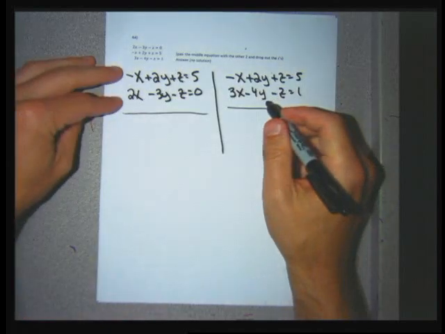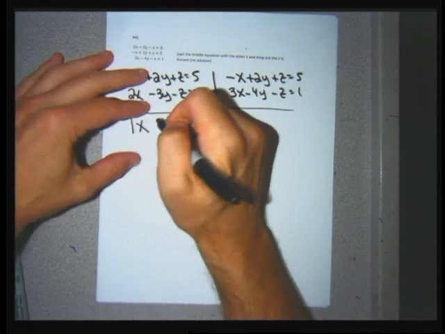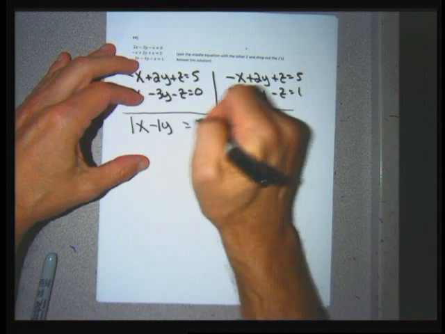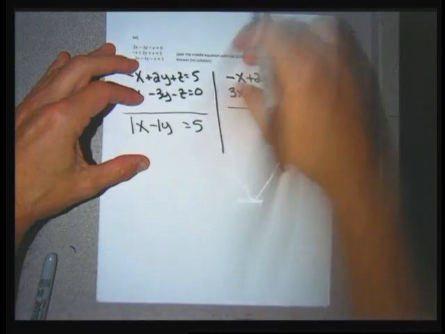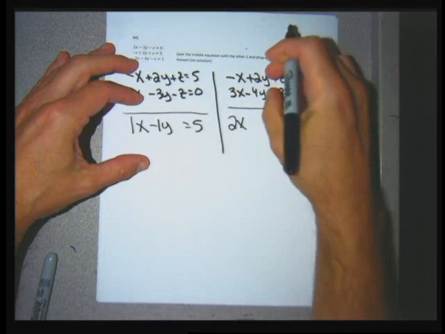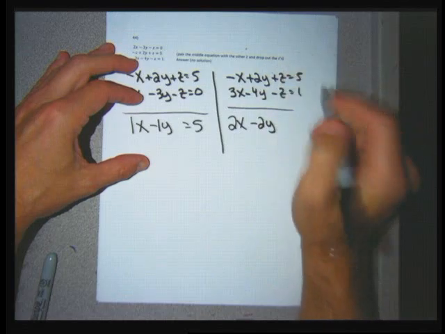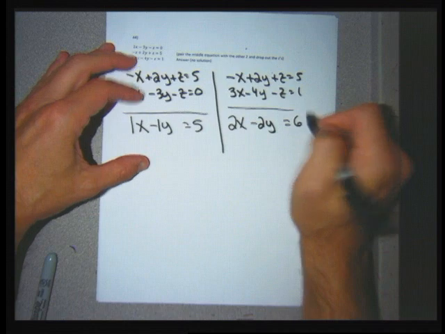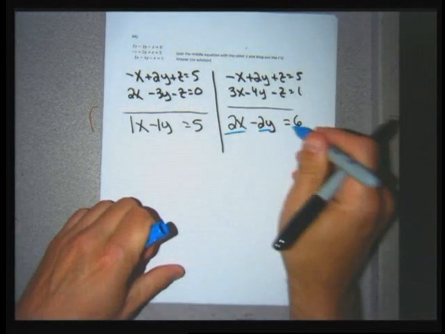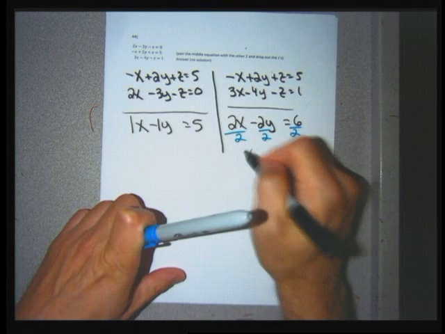So I'm going to add these together. Negative x plus 2x is positive 1x. 2y minus 3y is negative 1y. The z's cancel. 5 plus 0 is 5. For these, negative x plus 3x is positive 2x. 2y minus 4y is negative 2y. The z's cancel. 5 and 1 is 6. I can take this equation and divide them all by 2 if I wanted. That's going to give me x minus y equal to 3.